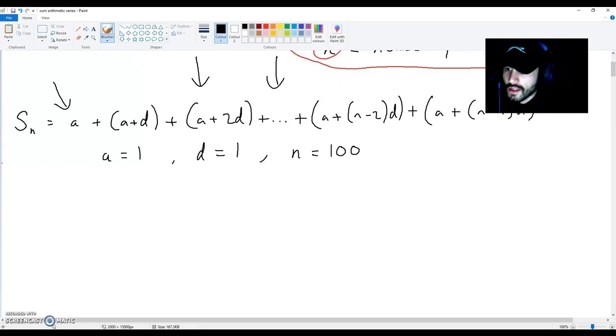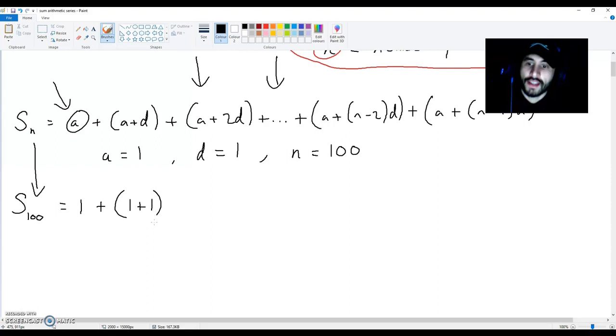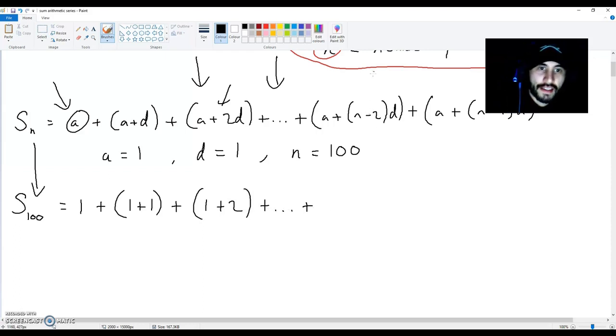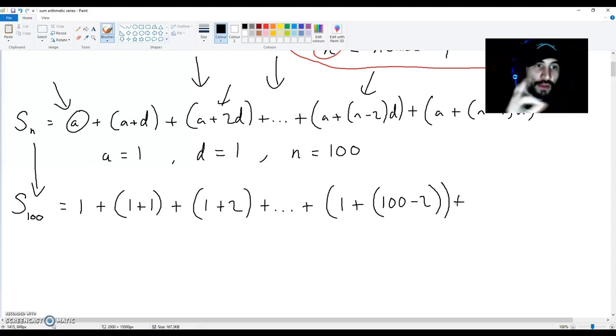Let's do this. So, the sum with 100 terms, because n is equal to 100, is going to be equal to a, which is 1, plus (a plus d), but d is 1, so we get 1 plus 1. Now, we've got a plus 2d, where a is equal to 1 and 2d is going to be equal to 2. Now we get dot dot dot, and here we have a again, which is 1, plus (100 minus 2) multiplied by d, which is 1, so we don't have to put anything next to it.